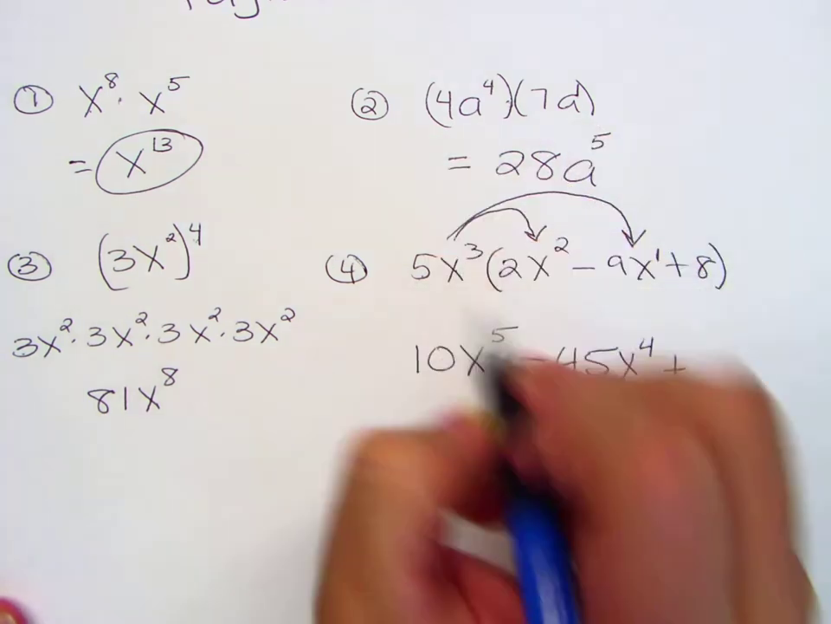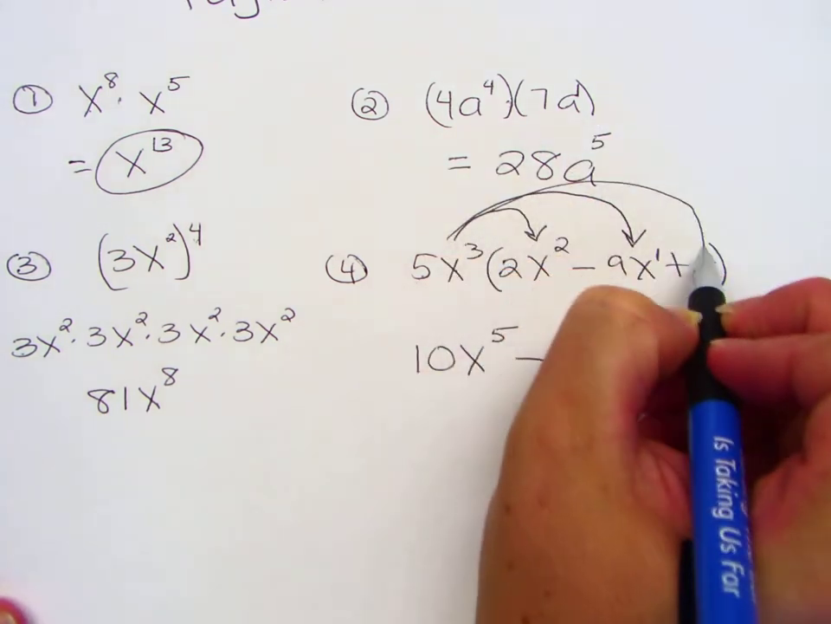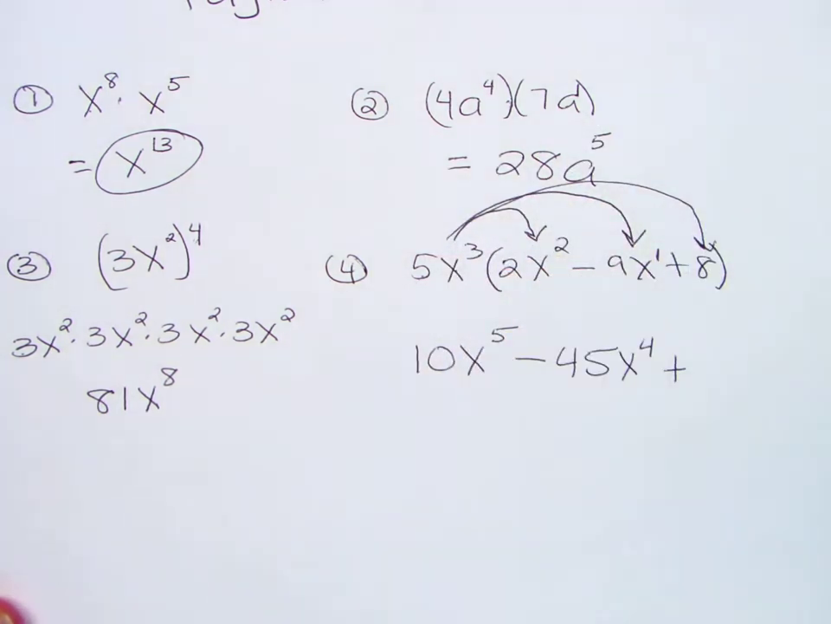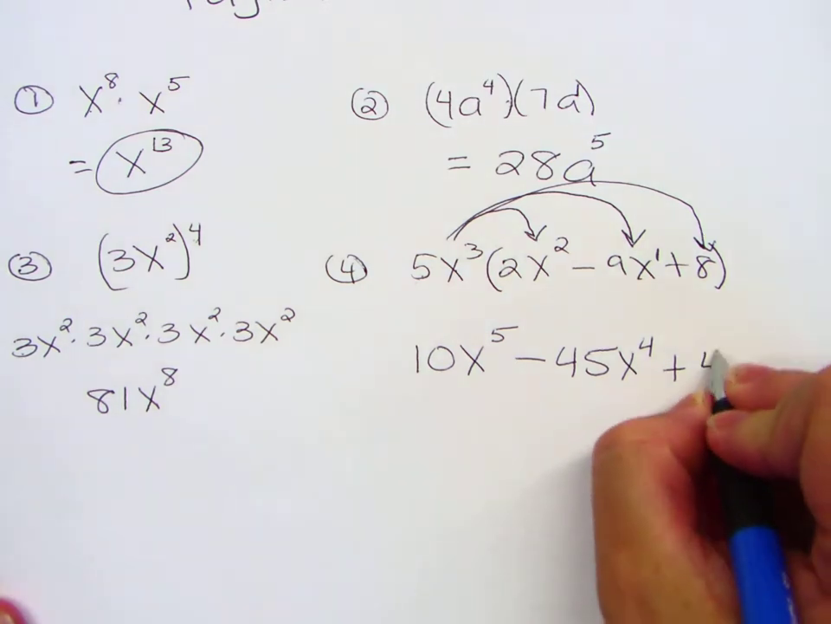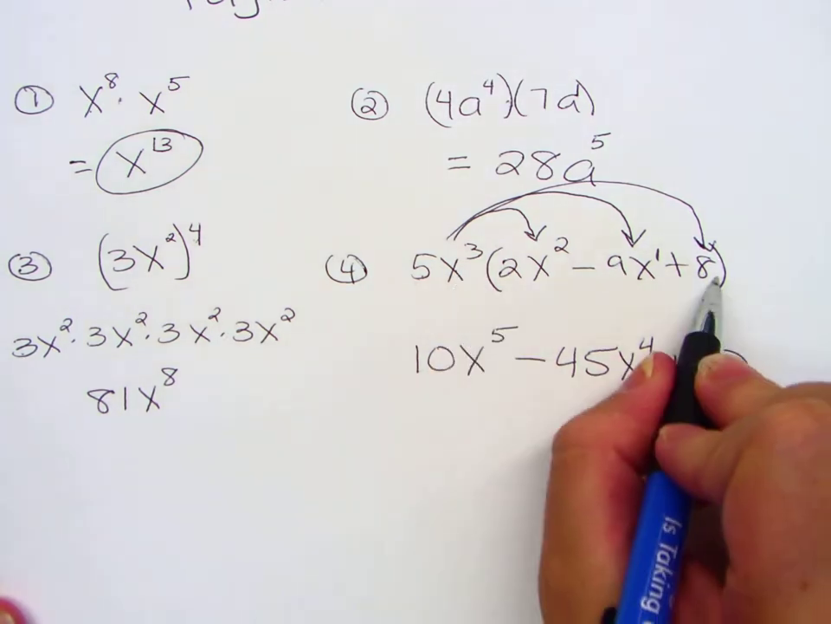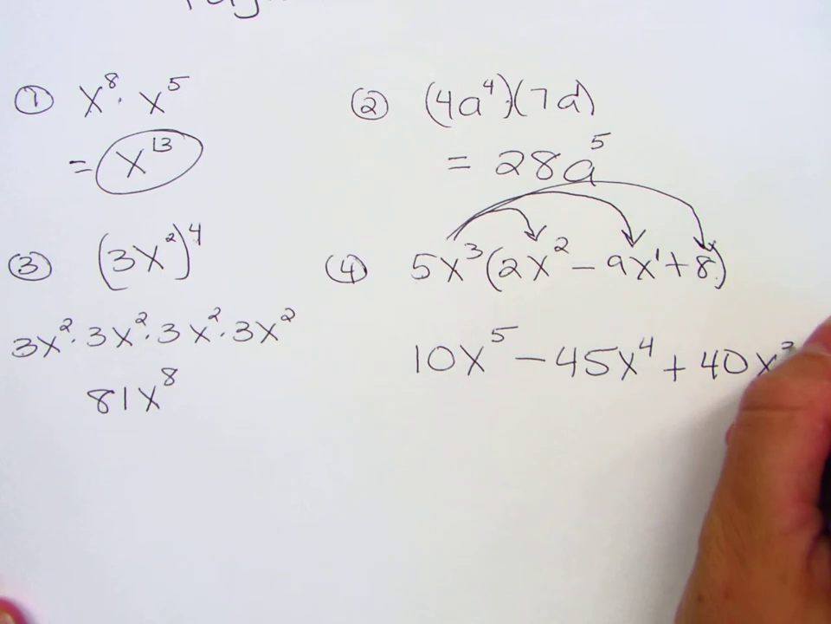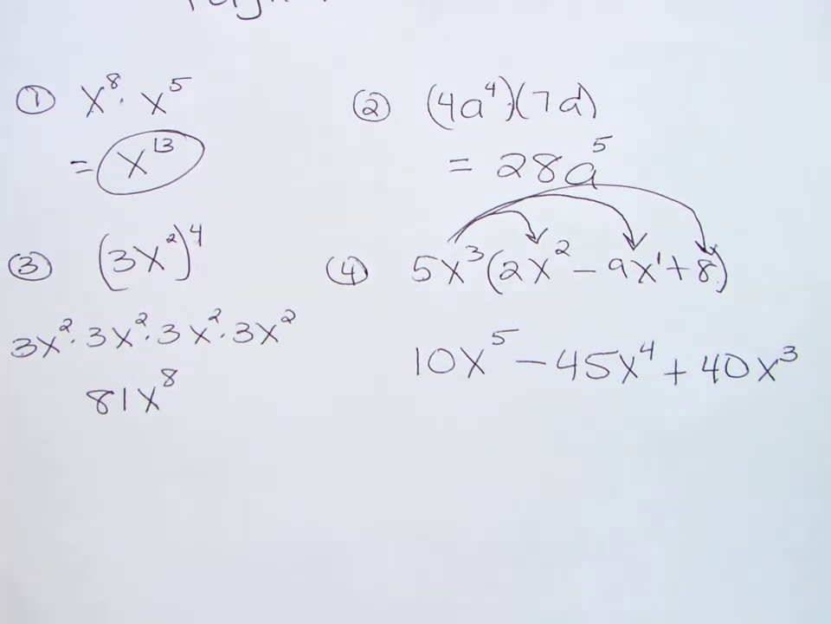And then the last one, 5x to the 3rd times 8. 5 times 8 is 40. And then we have this x cubed. There's no x there, so just write the x cubed. And we're done.